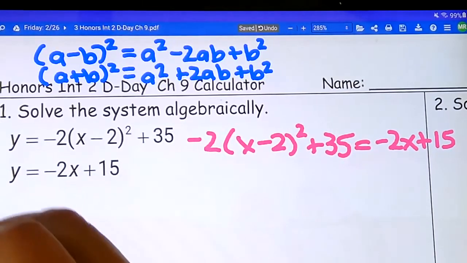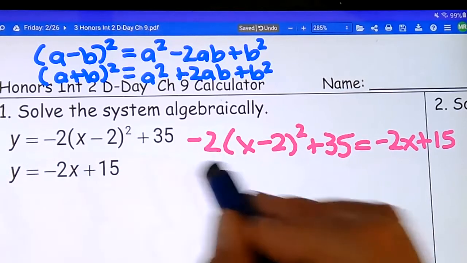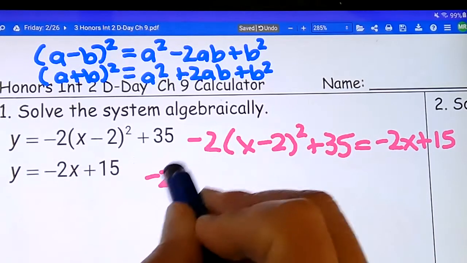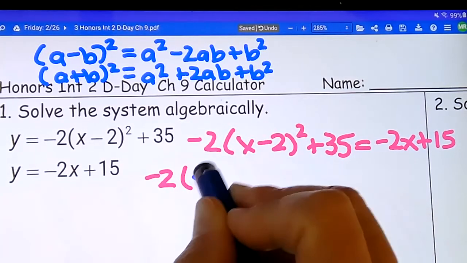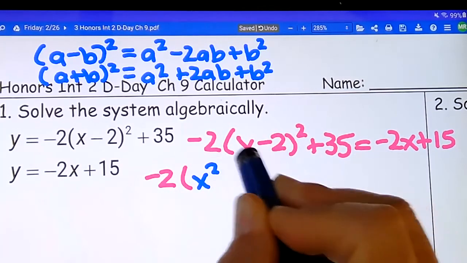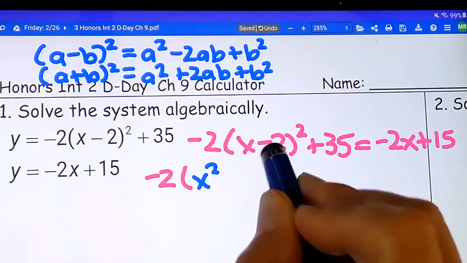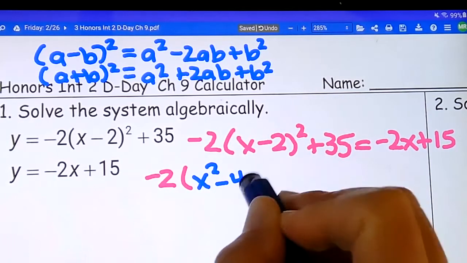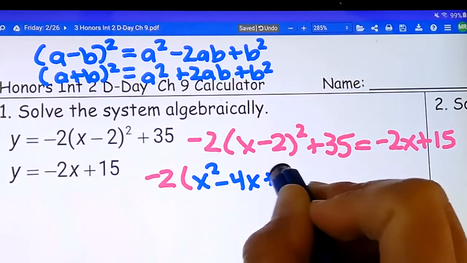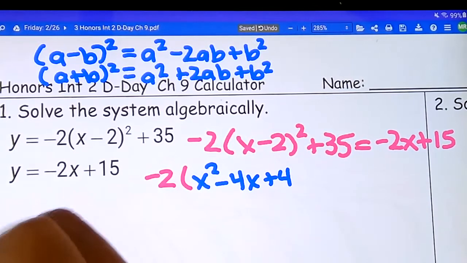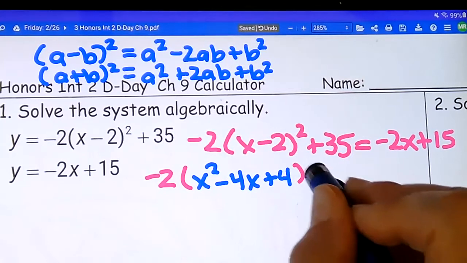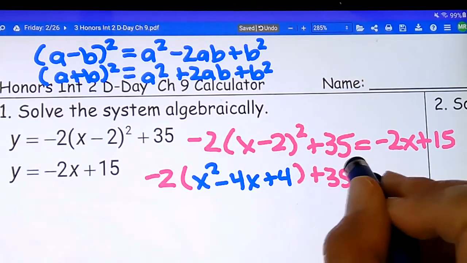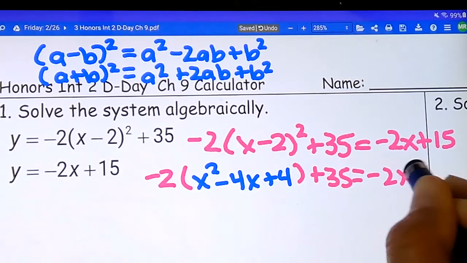So when I do this, I am going to get negative 2 times, and I'll do it in blue. Again, here I square my x, I get x squared. I multiply together negative 2x, I double, negative 4x. I square negative 2, I get a 4. You want to start being able to do that quickly without having to do a box to work it out. Plus 35 equals negative 2x plus 15.